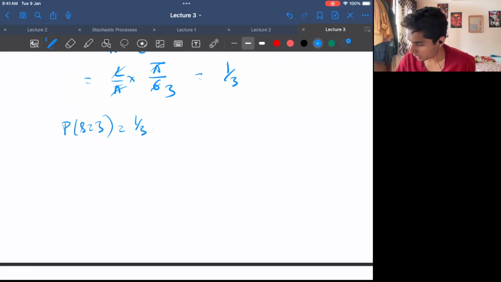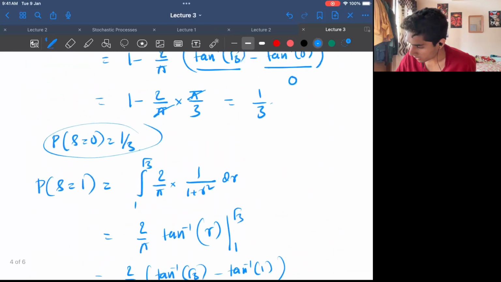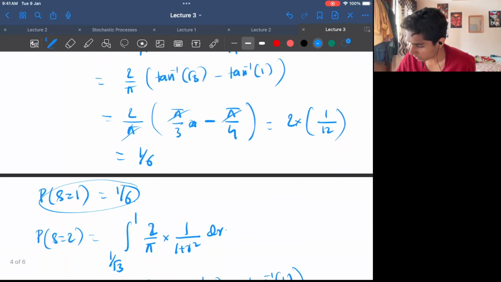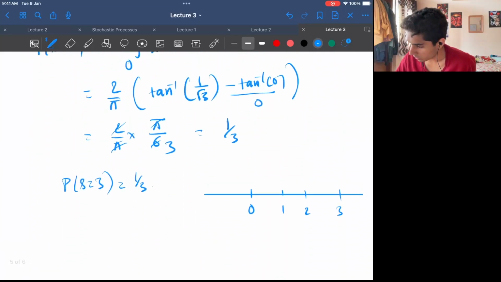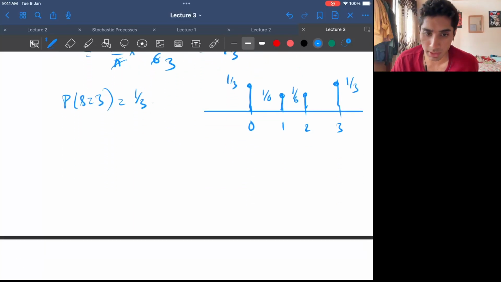So we have this thing where S can take values between 0, 1, 2 and 3. It is given to us that the probability of S equal to 0 is 1 by 3. The probability of S equal to 1 is 1 by 6, as given to us, and the probability of S equal to 3 is again 1 by 3. So this is the probability mass function of this random variable.